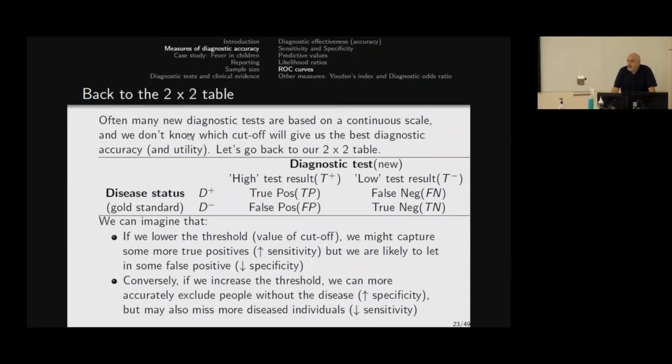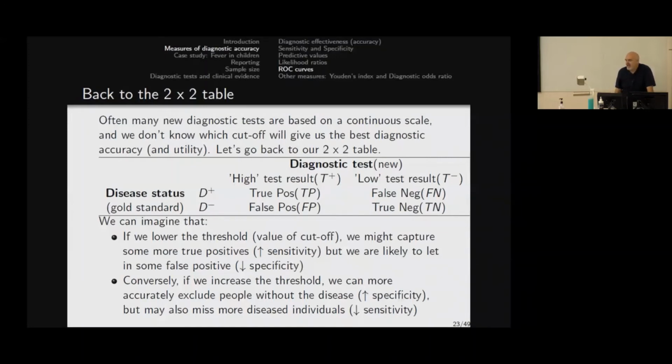Often, many new diagnostic tests are based on a continuous scale, okay? So particularly with biomarkers, we get this continuous measure, and a lot of the time it's a biomarker we don't understand that well. So we have this new continuous scale, and we want to decide at what point we should put a cut in that scale and say, if you're above this level, you have the disease. If you're below this level, you don't have the disease, or vice versa, if it's the other way around. Okay, and we want to know where that optimal cut point in our continuous scale is.